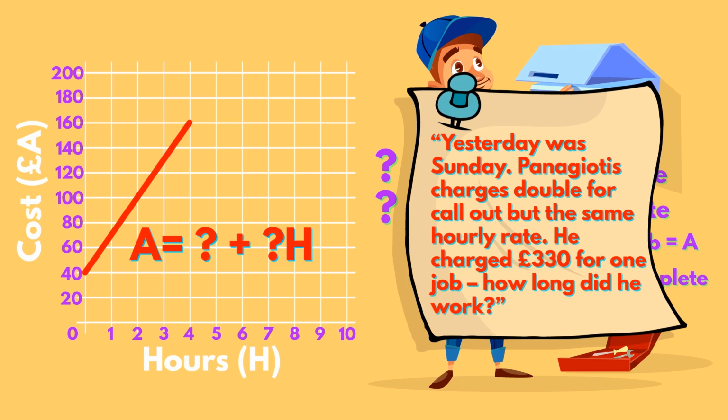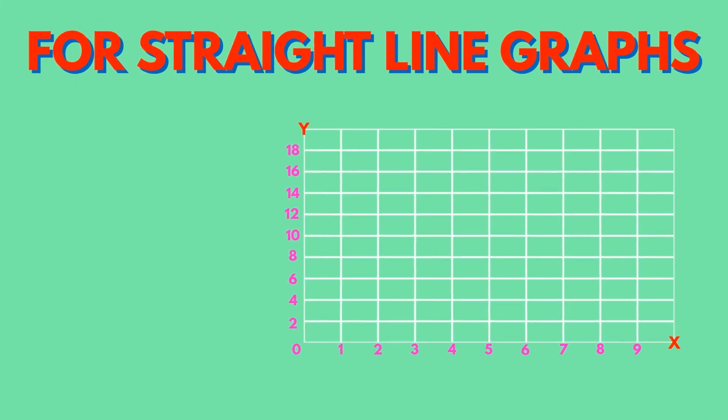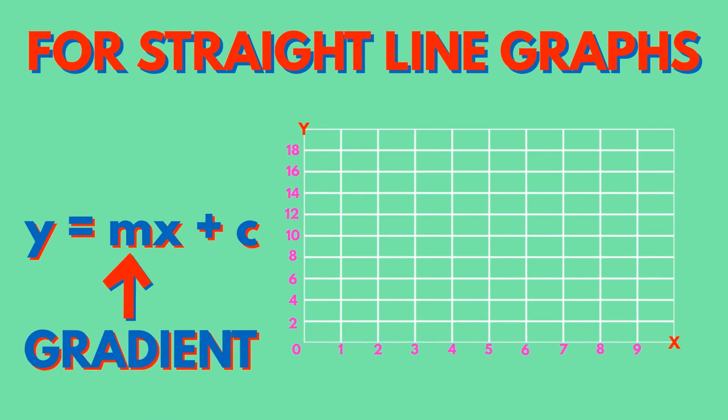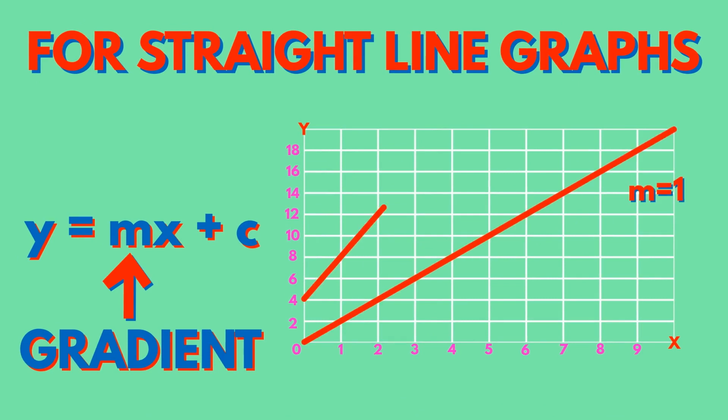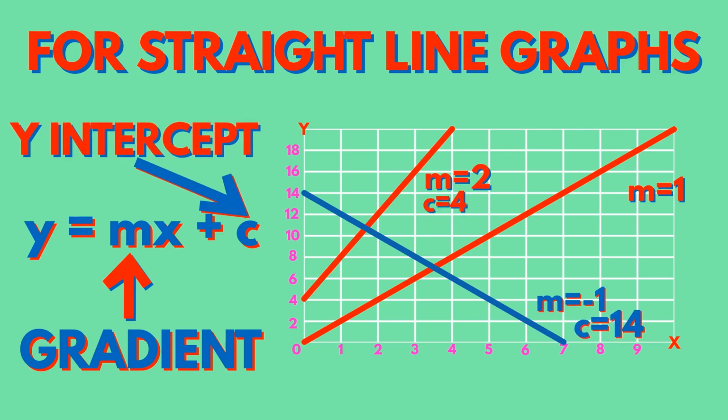The equation we use to express straight line graphs is y equals mx plus c, where m and c are both numbers. M represents the gradient of the straight line. A positive value for m means that the line slopes upwards from left to right. The bigger the value, the steeper the gradient. With a negative value for m, the line slopes downwards from left to right. C represents the y-axis intercept, where it crosses the axes.